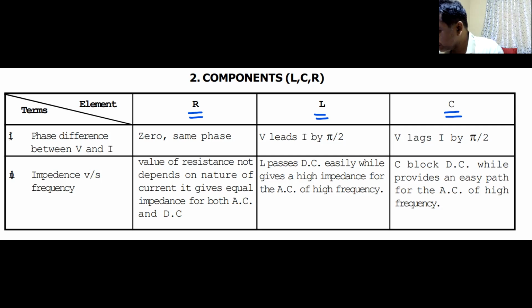Now, the difference between AC and DC, as we have seen, is that AC changes its direction, DC does not change its direction. Because of this change in direction, something else also happens. And that something else that is happening is phase difference. Phase difference between voltage and current. Now, what do you mean by phase difference between voltage and current?